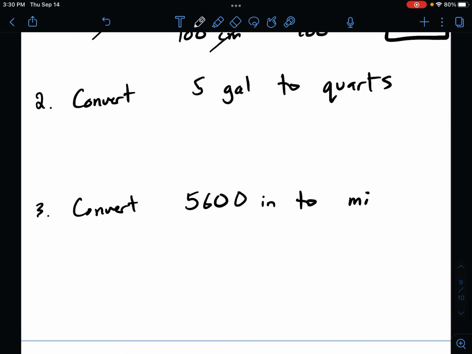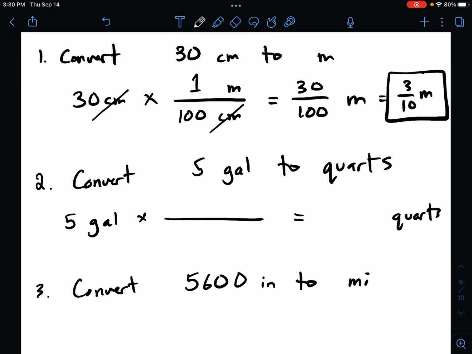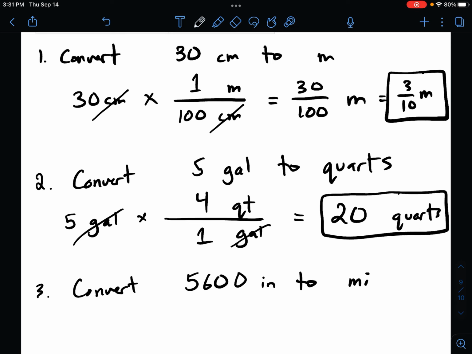Problem number 2, we're trying to convert 5 gallons into quarts. So I'm going to start with my 5 gallons. I'm going to multiply this by some conversion factor. We don't know what it is yet. And that's going to be equal to quarts. All right, now what I know, if I go to my table, again, we should have this memorized, but in 1 gallon, there are 4 quarts. So I want to get rid of the gallons. Because gallons are in my numerator, I need gallons in my denominator. And I want quarts in my final answer, so I'm going to put quarts on top. We see that the gallons cancel, and we know that there are 4 quarts in 1 gallon. And if we multiply across, 5 times 4 gets me 20. So there are 20 quarts in 5 gallons.